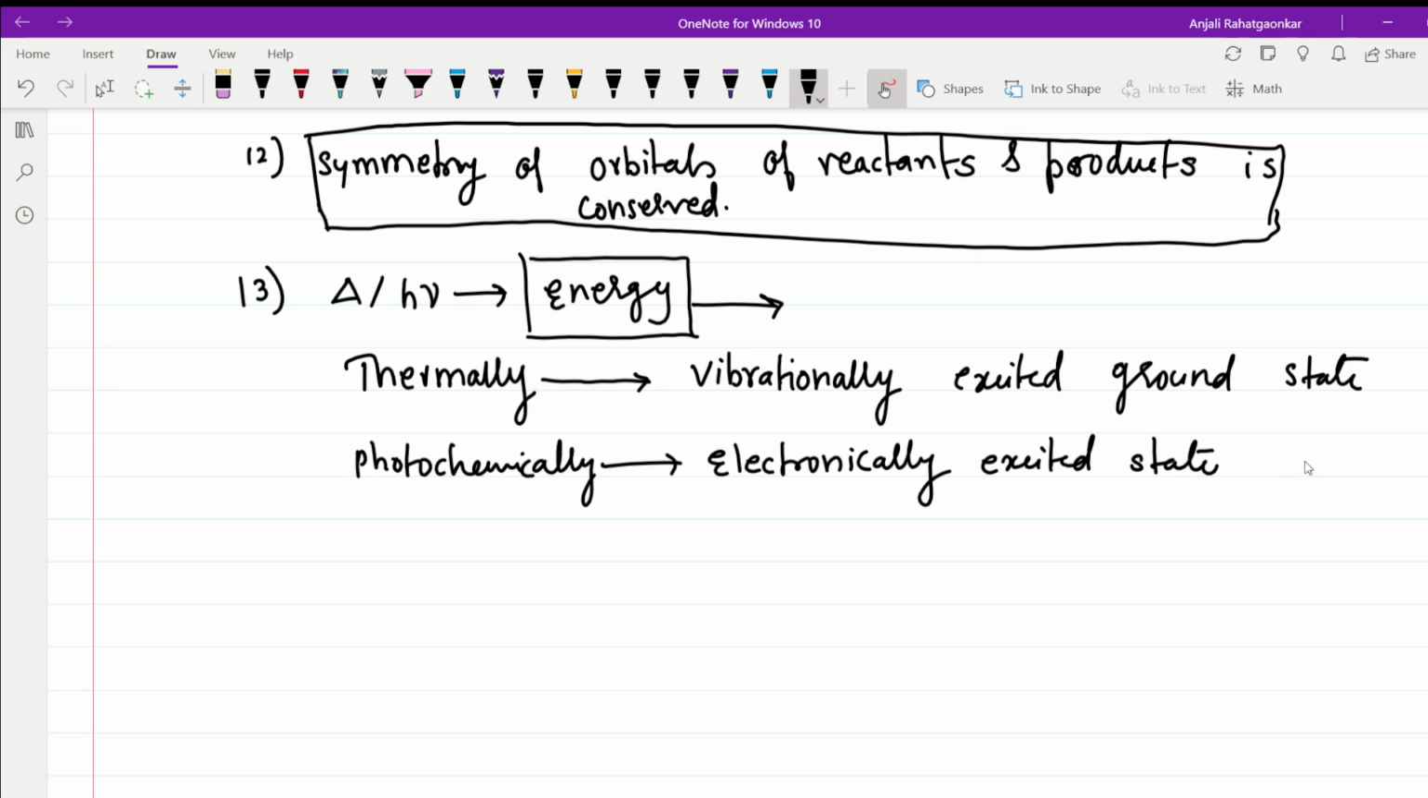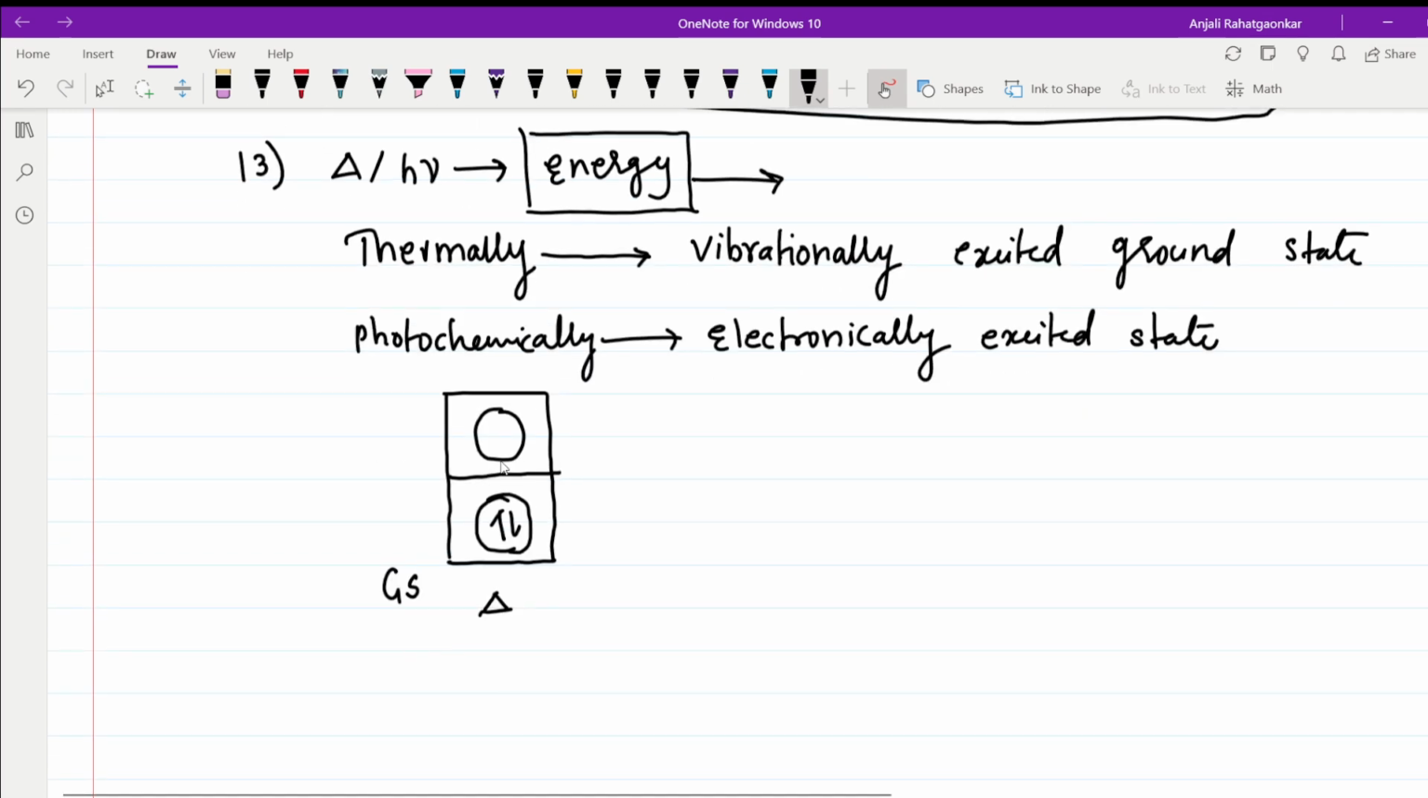All right. So here a little bit of an idea I would like to show you. Suppose this is your container and you are heating the reaction mixture. So here I can show you what is exactly happening. In the ground state, this is the ground state. When you heat this molecule, what is going to happen? There is only vibration that takes place over here in the ground state.